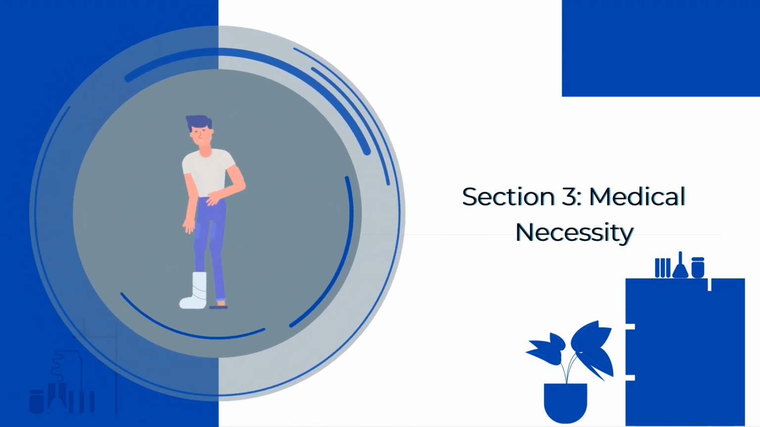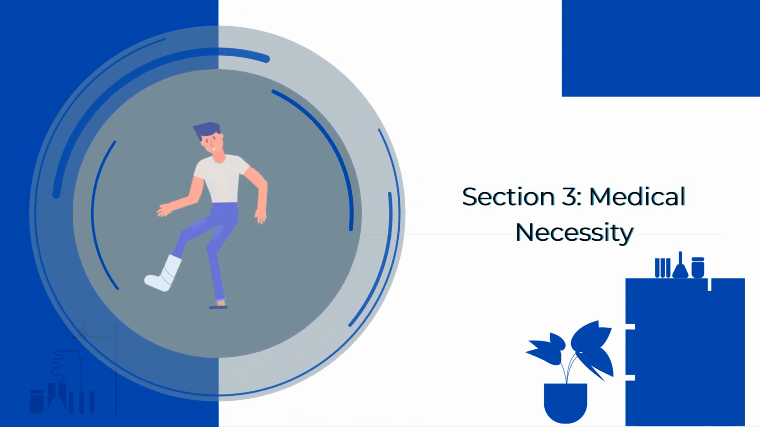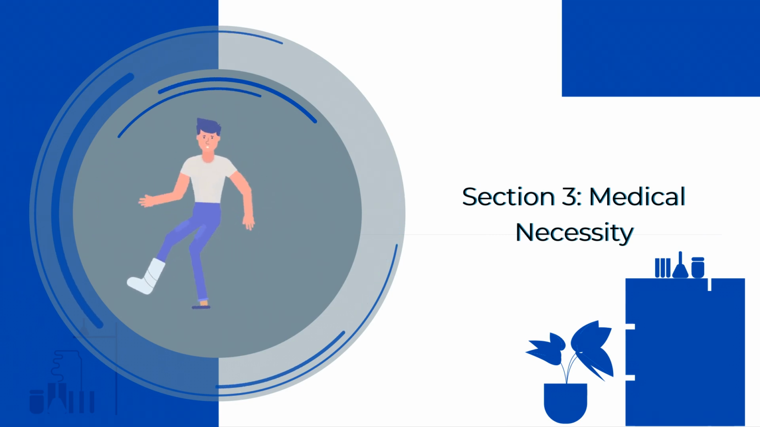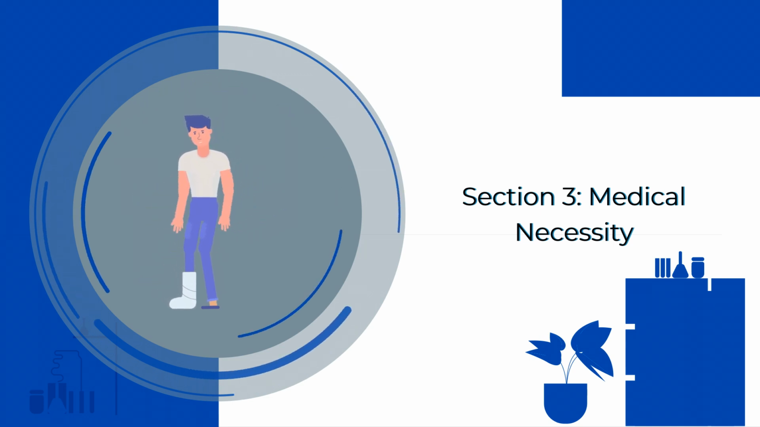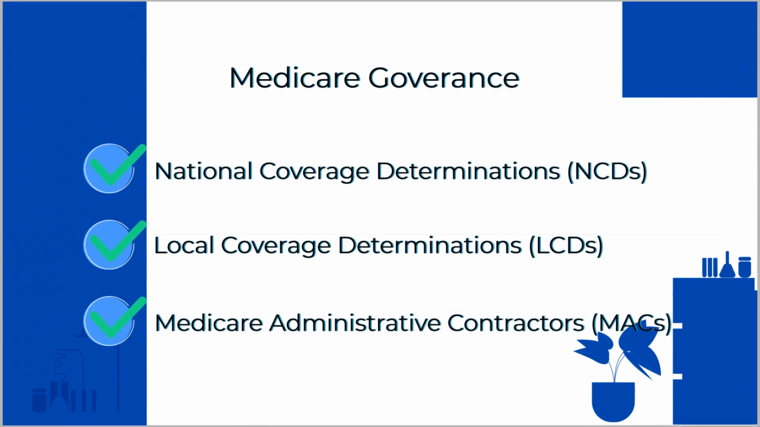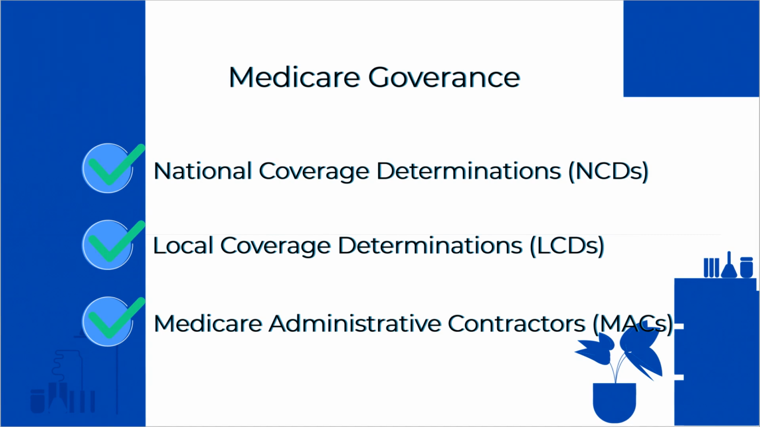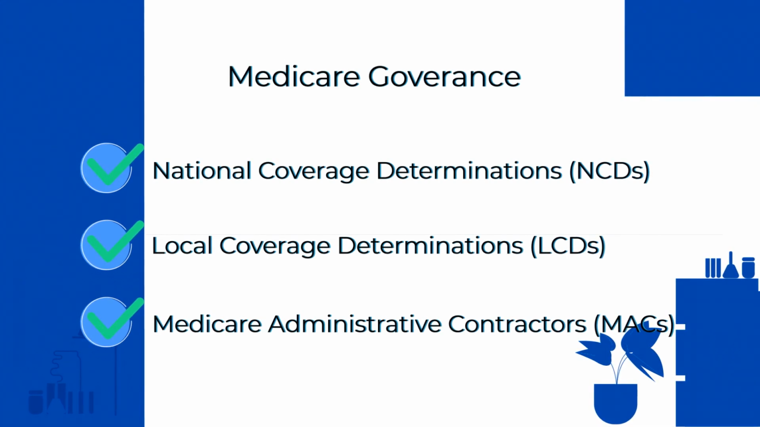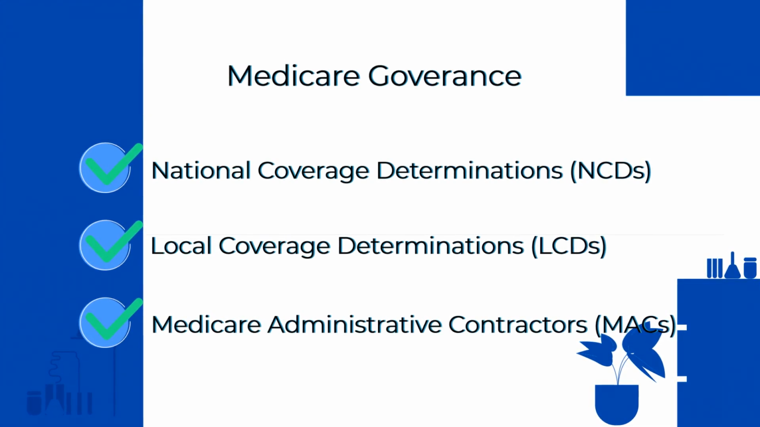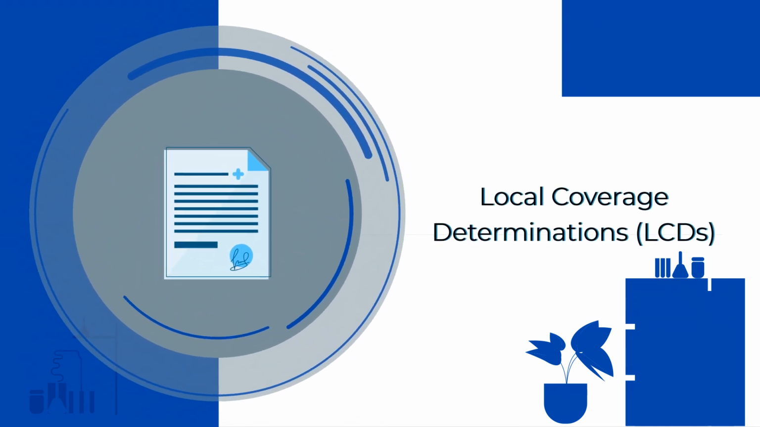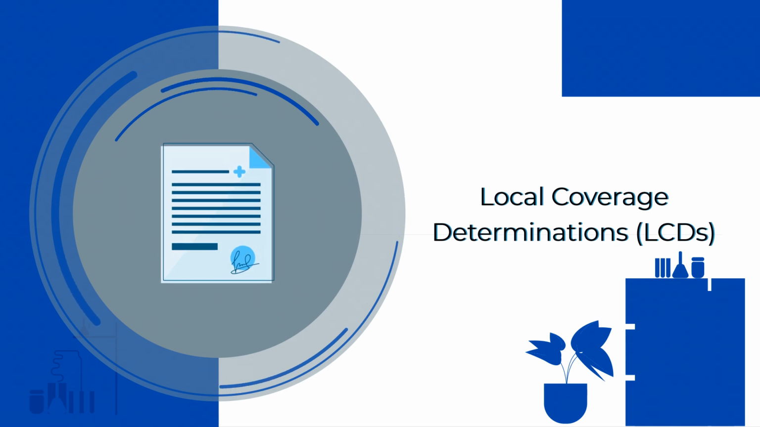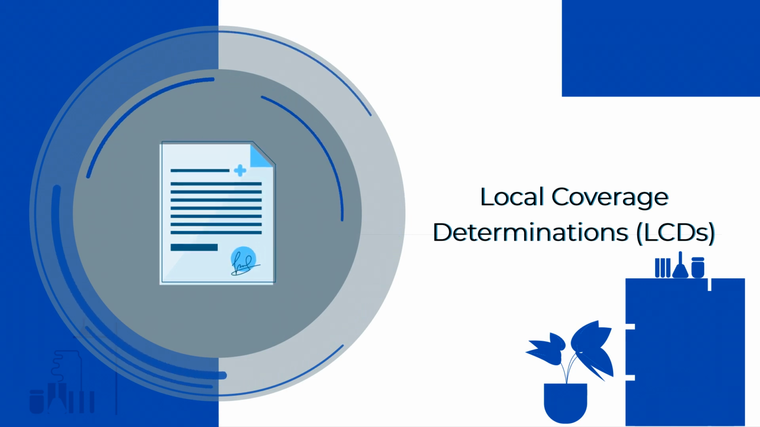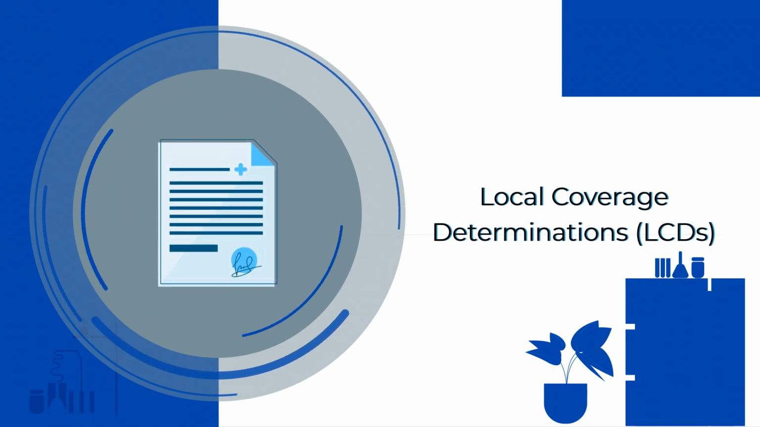Section 3. Medical Necessity. Medical necessity means a service is appropriate and effective for the patient's diagnosis. For Medicare, services must be reasonable and necessary under Title 18 of the Social Security Act. Medicare defines what's covered through National Coverage Determinations, NCDs, and Local Coverage Determinations, LCDs, set by Medicare Administrative Contractors, MACs. LCDs may also include related billing and coding articles which list diagnosis codes that support payment. The claim may be denied if the diagnosis doesn't meet those requirements.